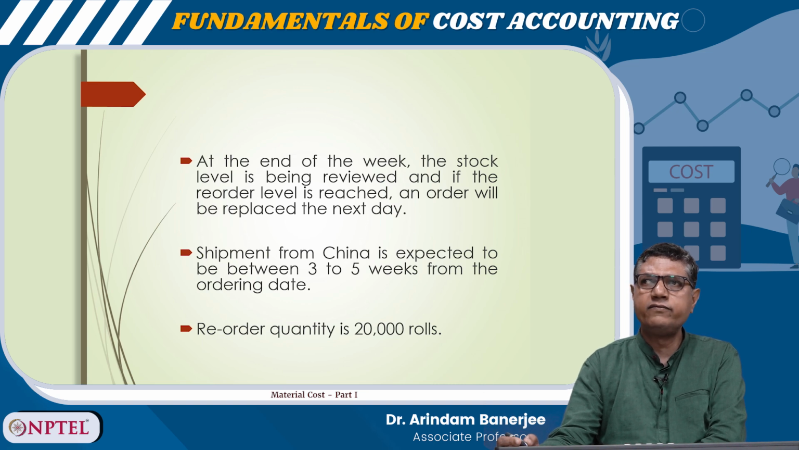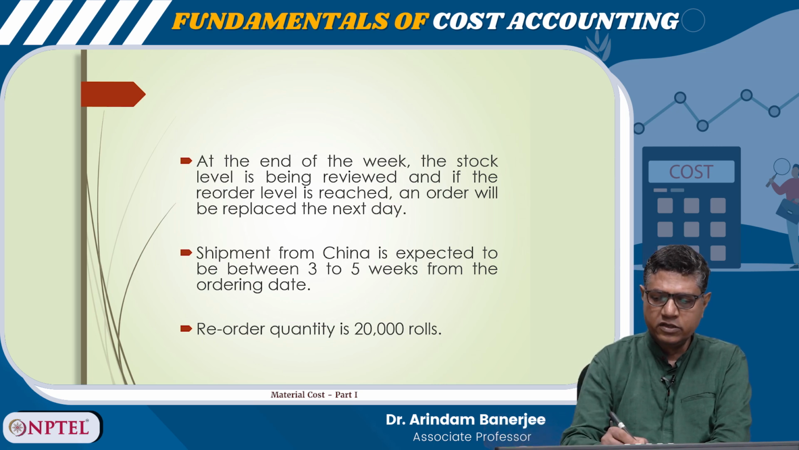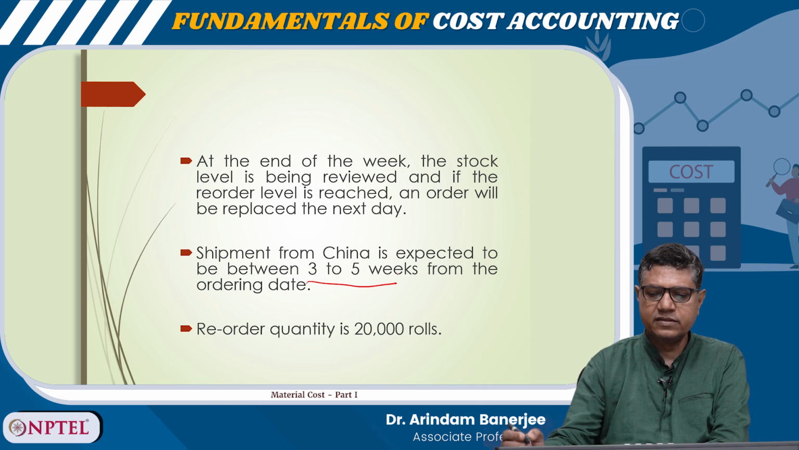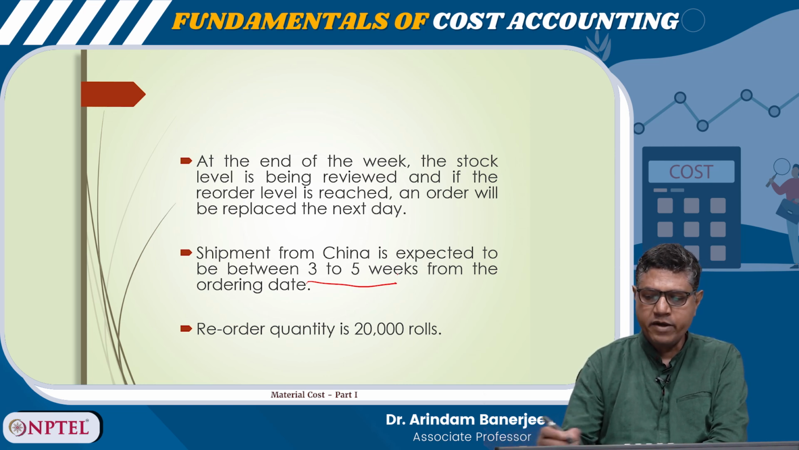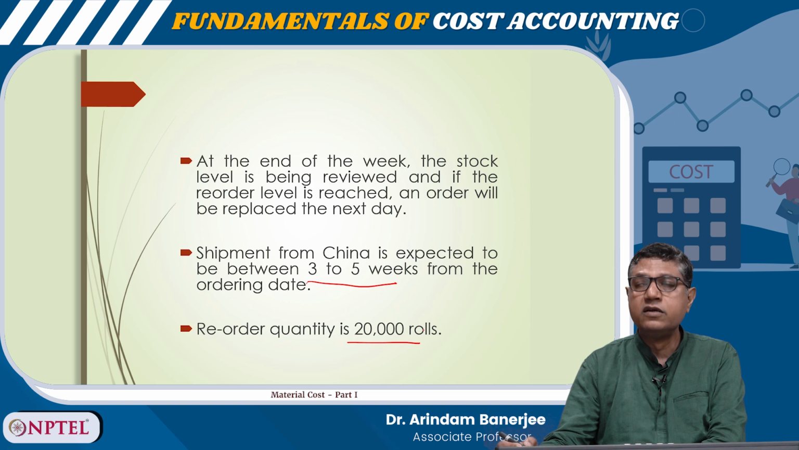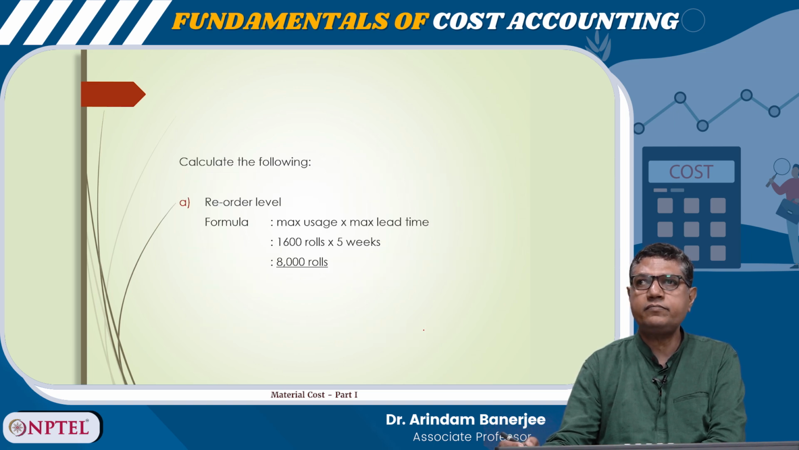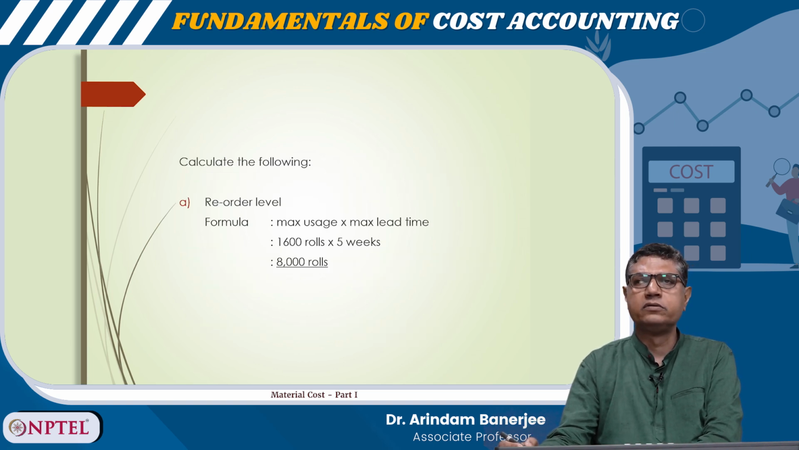So, at the end of the week, the stock level is reviewed, and if the reorder level is reached, an order will be placed the next day. Shipment from China is expected to take 3 to 5 weeks. So, this is actually the lead time, right, from the ordering date, and the reorder quantity is given, it is 20,000 rolls. So, calculate the following.